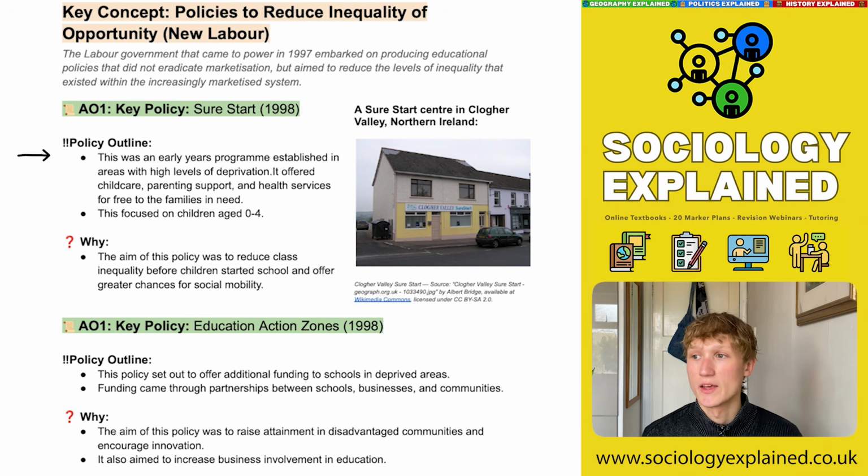The first policy there is Sure Start, which was introduced in 1998. So this was a policy where centres were set up in local communities focused on children aged 0 to 4, and the idea was that these young people would be given extra support, health services and childcare, all for free, in the hope that this would reduce the inequality between students before they started school. So the idea was that this would give children from disadvantaged backgrounds and with less stable home lives more of a chance when they got to school, and hopefully narrow the attainment gap there.